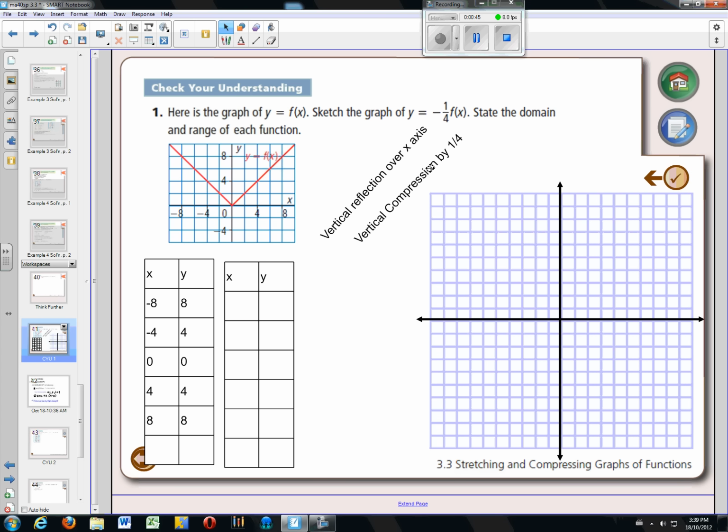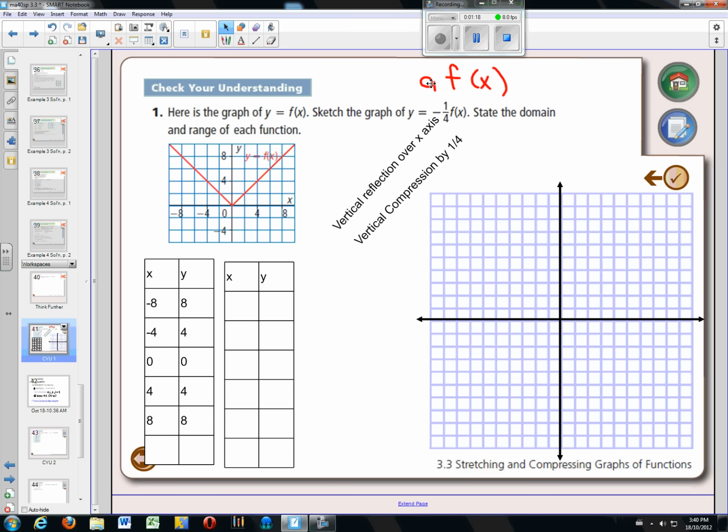Now if you refer to your poster, there are two values that are affecting f of x. We are looking at a f of x. On the poster, a had two possibilities. If it's negative, which it is, I have written down here below the negative sign that constitutes a vertical reflection, which must be over the x-axis.